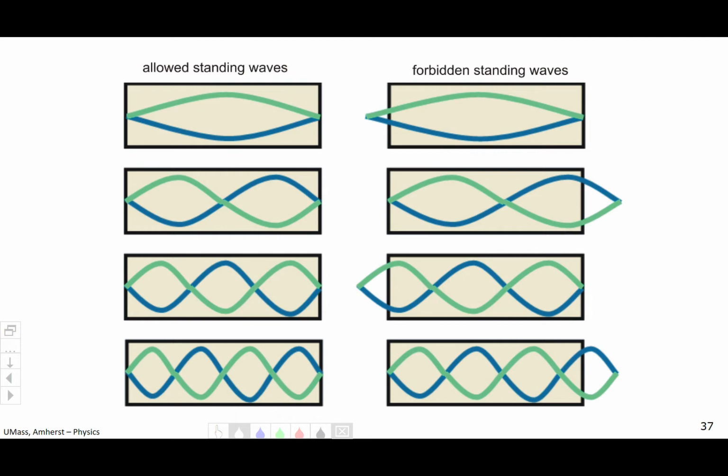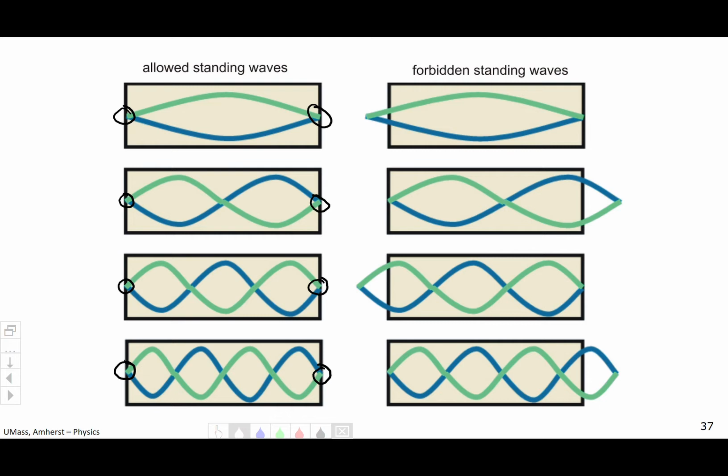Okay, so like I said, for a situation with two fixed boundaries, we only have certain standing waves that are allowed to exist. At a fixed boundary, the amplitude must be 0. So here and here, at the walls, we have to have fixed 0 amplitudes.